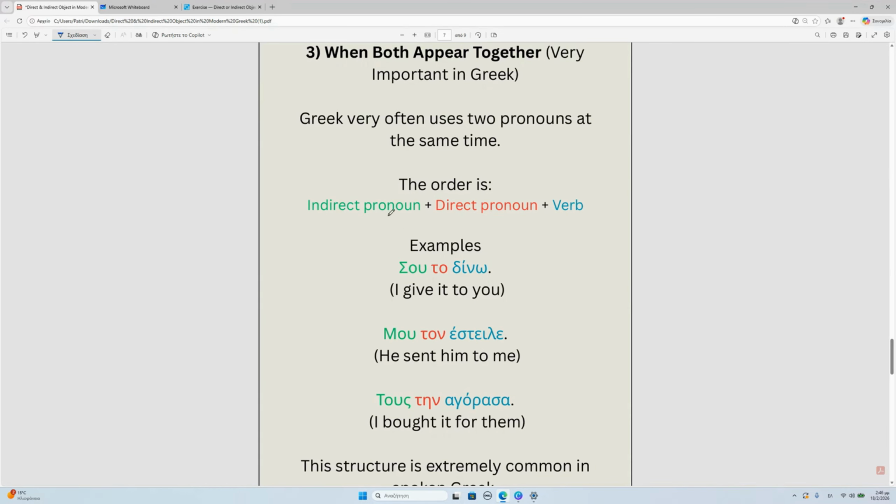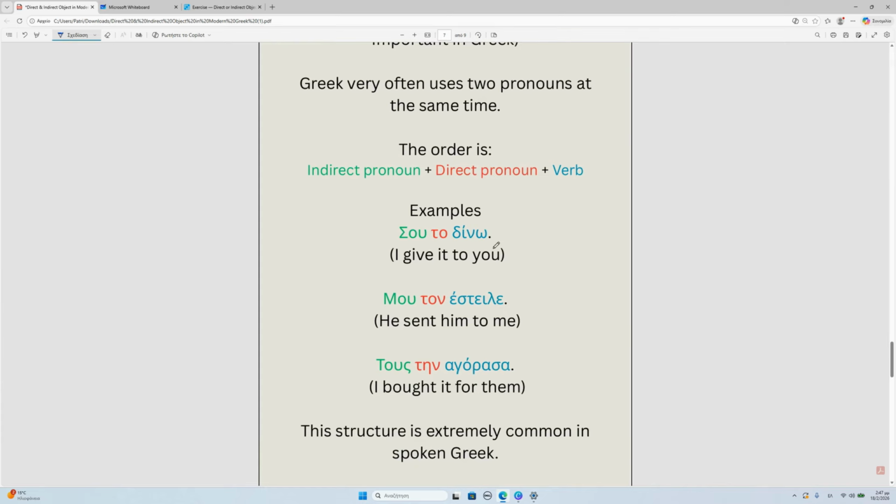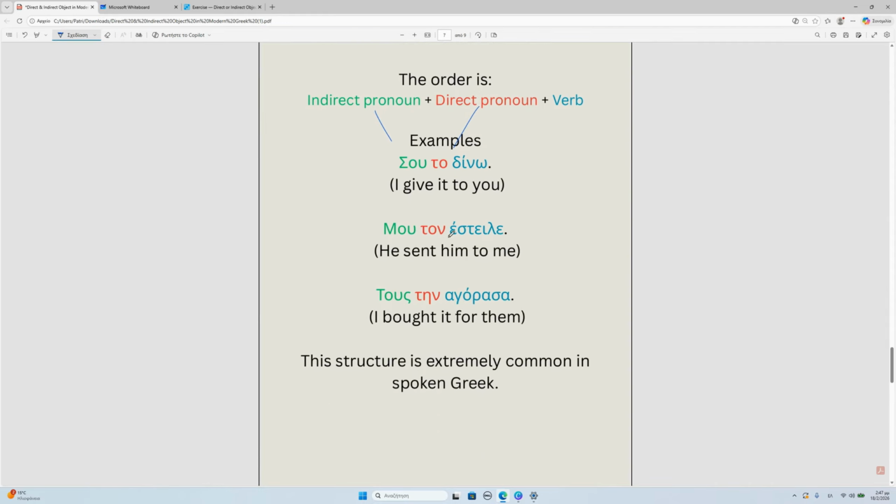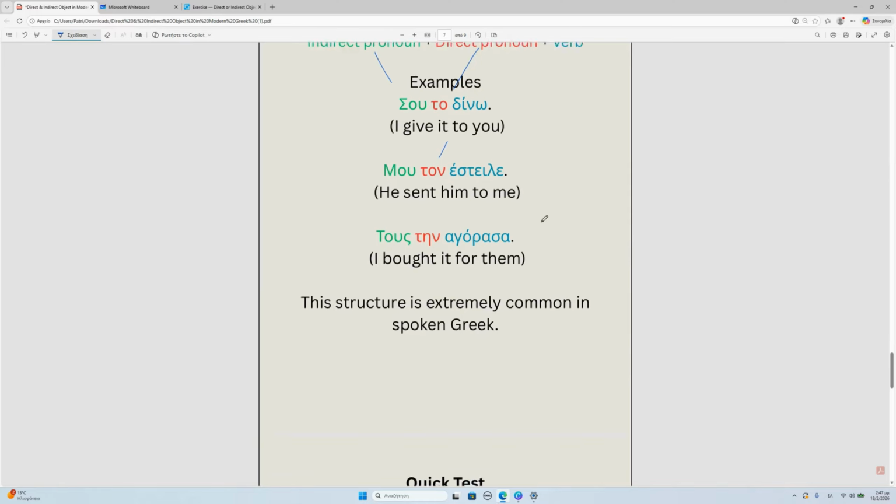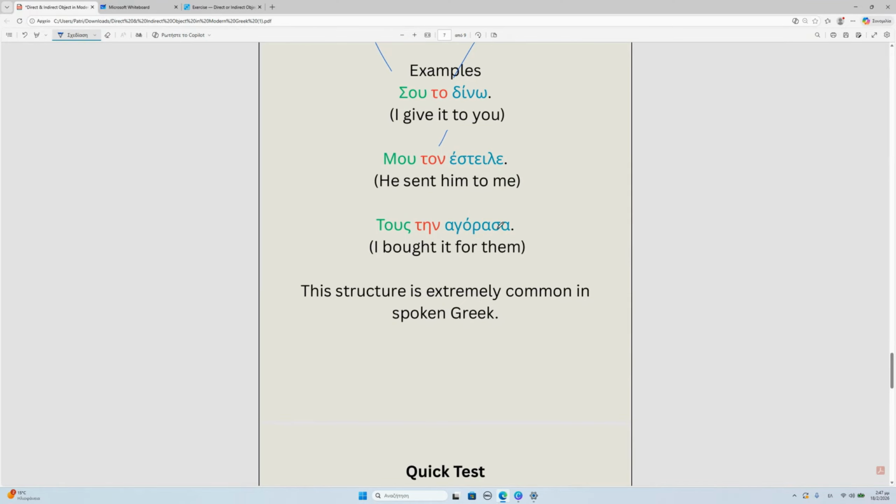Let's do some examples. I give it to you: σου το δίνω. Indirect pronoun, direct pronoun. You can see also the colors that I use. Μου τον έστειλε. He sent it to me, the envelope for example, τον φάκελο. So, μου, indirect pronoun, then direct pronoun. I bought it for them: τους την αγόρασα. Τους, then την αγόρασα. Indirect, direct, and then the verb.